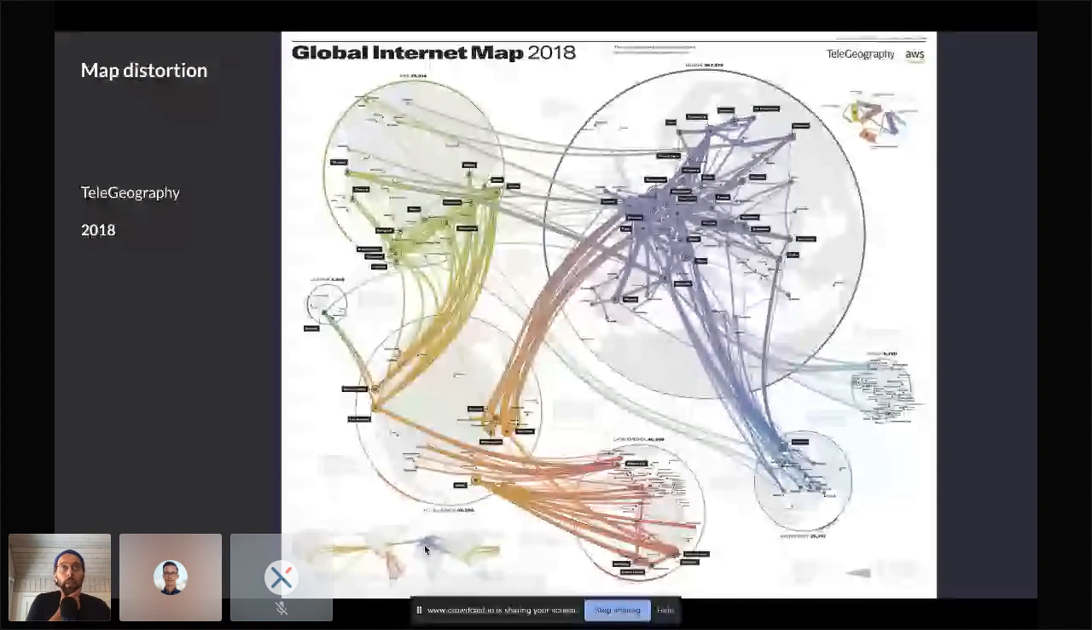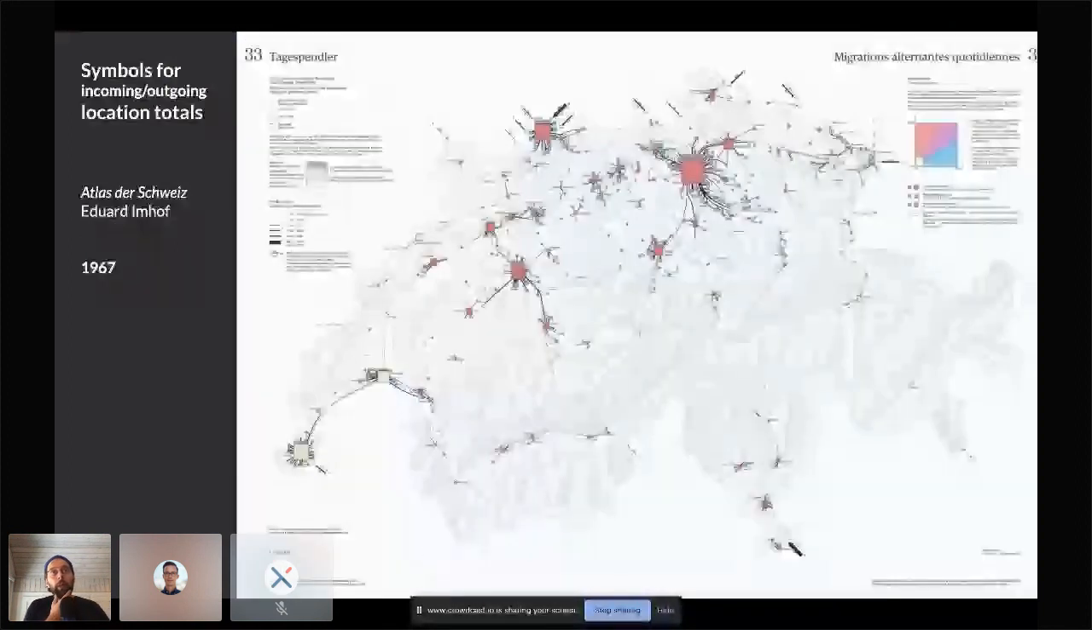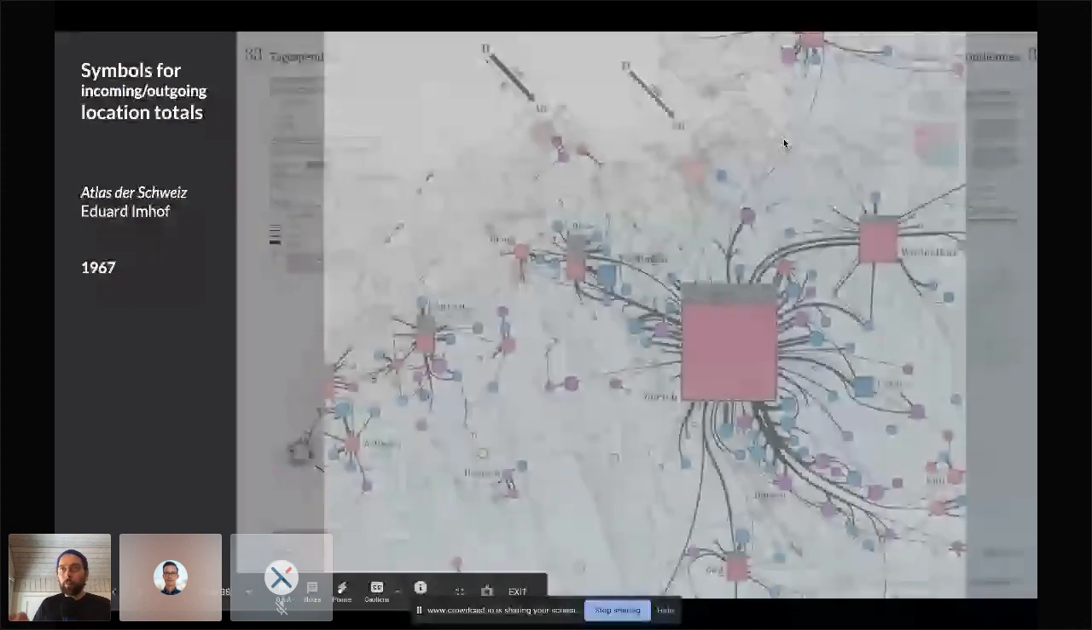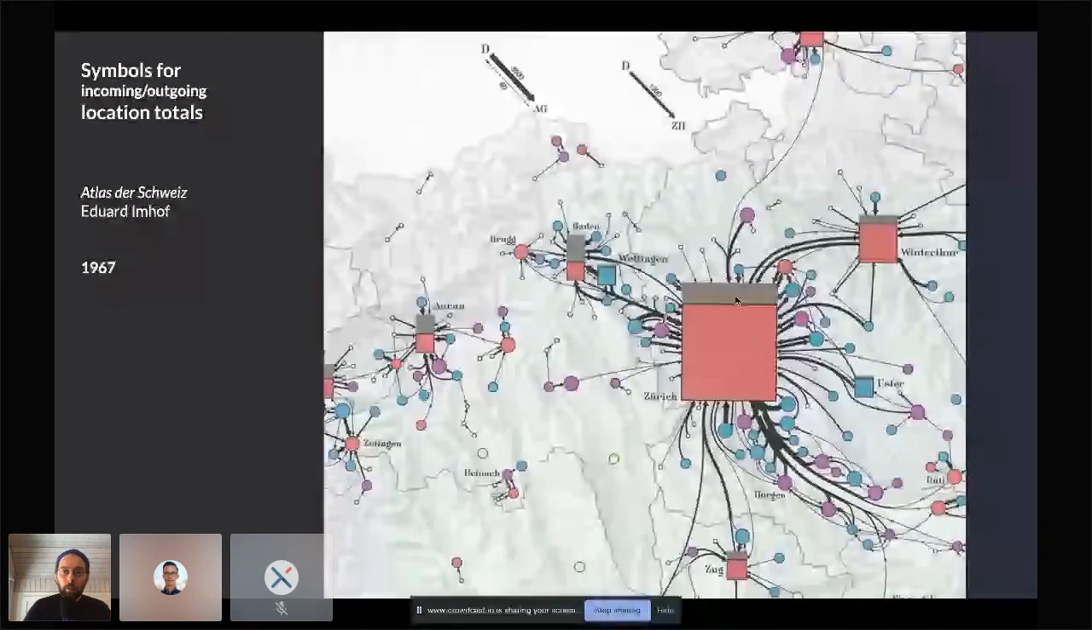This one comes from Switzerland. It was published as part of the Atlas der Schweiz, the Swiss atlas, made by Eduard Imhof in 1967. And it shows commuters in Switzerland. It's interesting because it pays a lot of attention to the totals for the locations. We see quite well the color coding: red stands for locations where there are many incoming flows, and blue for where there are many outgoing flows. And by using these interesting glyphs, we see the totals for the locations.